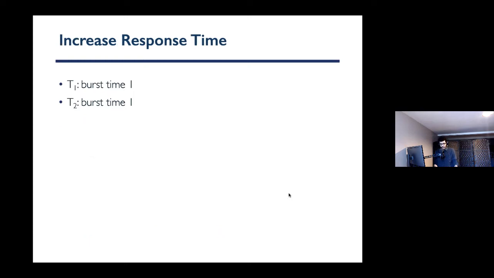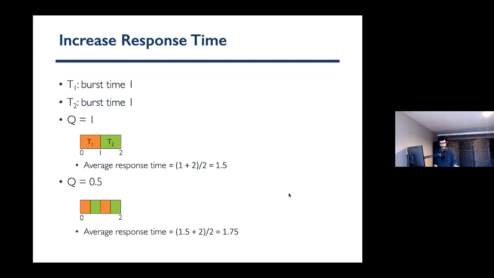Now, let's look at the third example. I haven't changed the workload. It's still 1 and 1. This is what we saw with time quantum 1. Now, what happens if I have time quantum 0.5? In that case, as you can see, average response time actually goes up. So we're context switching between T1 and T2 every half a unit of time, and the average response time in this case becomes 1.75.